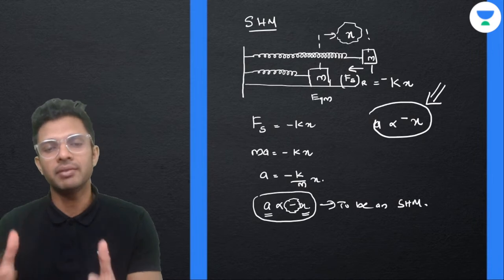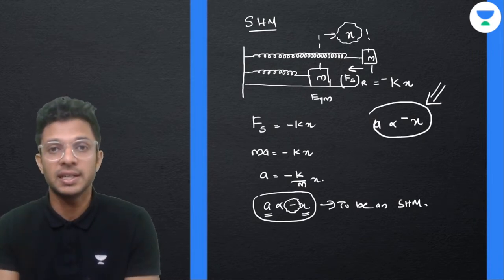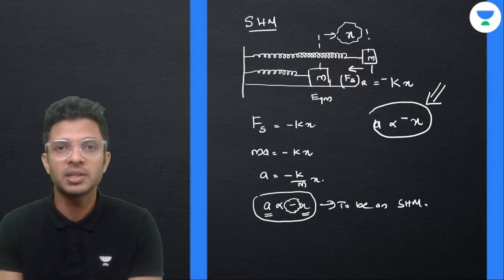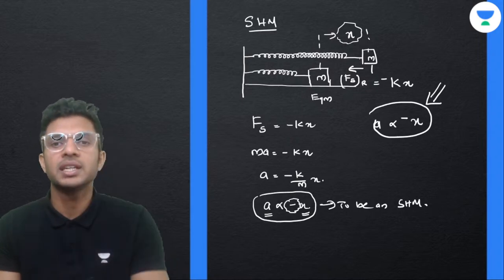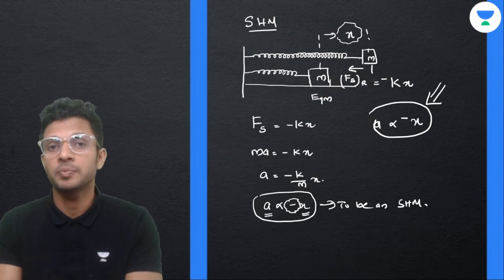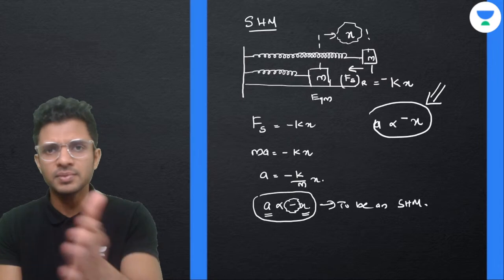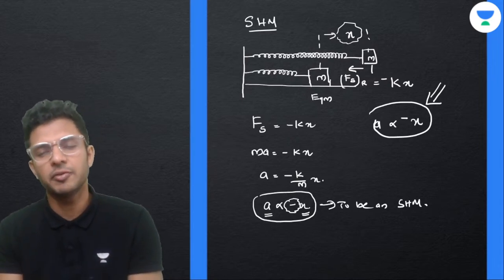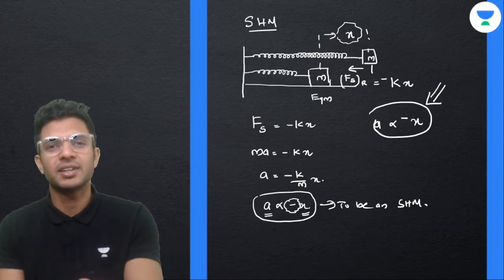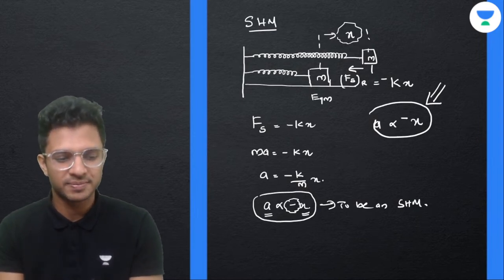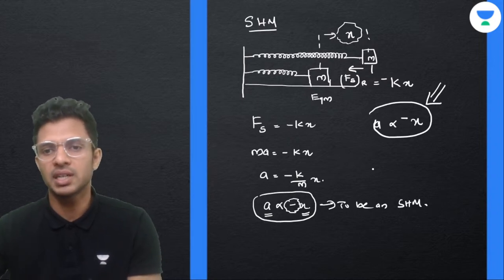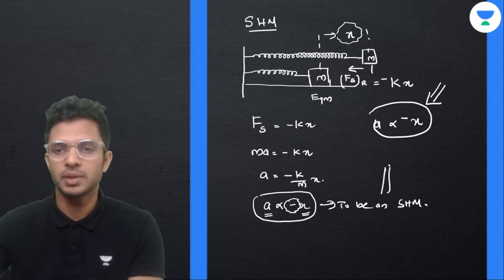Whenever there appears any theoretical question, let's say in your board exam, which is going to be a theoretical subjective exam, they'll be asking you, what is the condition for any particle to be in SHM? Just check whether the acceleration is proportional to minus x. If it is so, we can say that the given oscillatory motion is SHM. Samajh mein aa gaya? So, above is the condition for the particle to be in SHM.